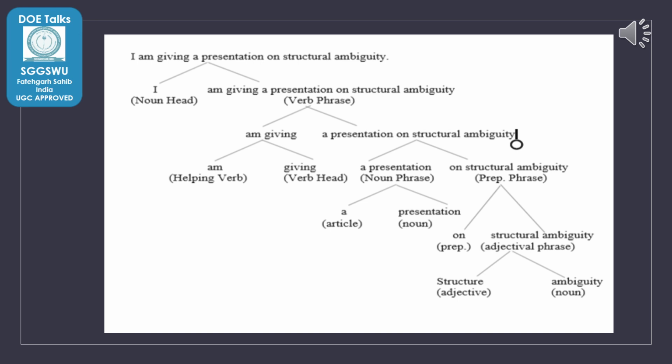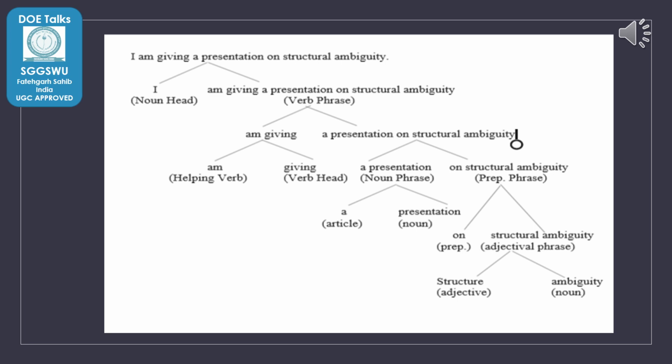So we have divided this sentence into two parts, noun phrase and verb phrase. Noun phrase consists only of a noun head, and verb phrase consists of "am giving a presentation on structural ambiguity." Now we divide this verb phrase again into a verb phrase and preposition and noun phrase. So the verb phrase is "am giving," am is a helping verb and giving is a verb head. Then we are left with the noun phrase, "a presentation on structural ambiguity," which is further divided into a noun phrase and prepositional phrase.